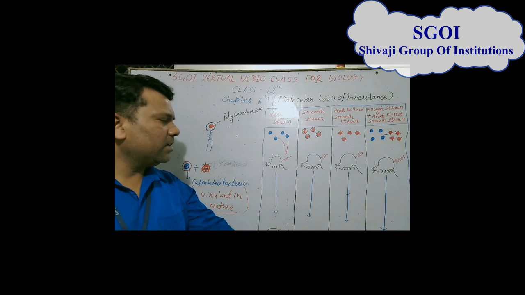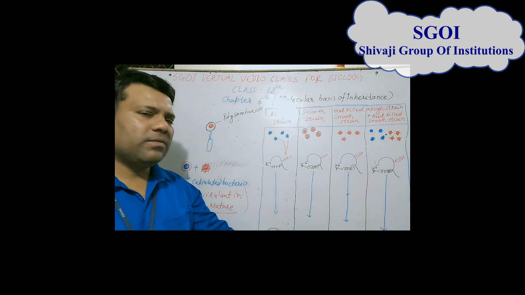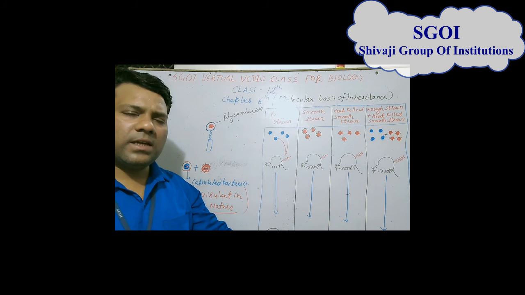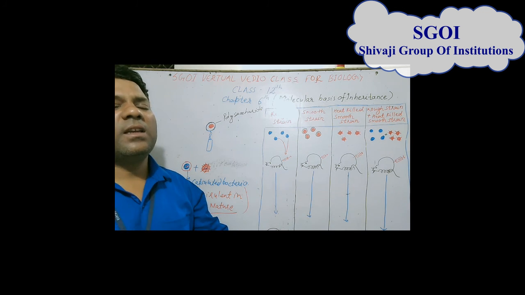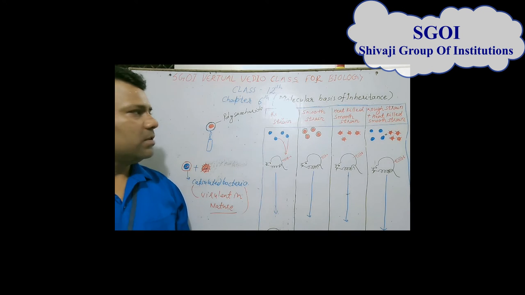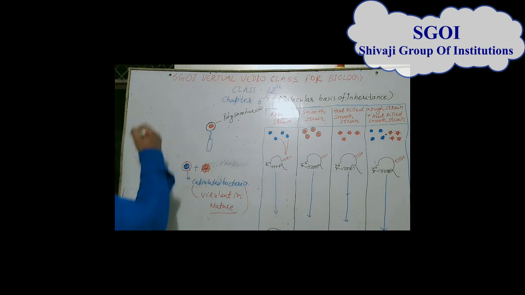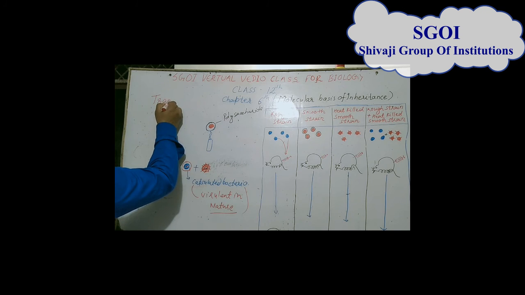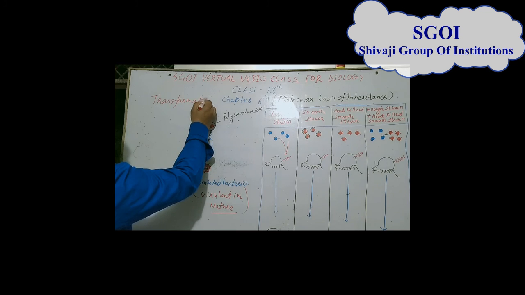With this experiment, it was proved that DNA is a genetic material, but Griffith did not explain it because he did not know about the DNA molecule. Avery, MacLeod, and McCarty, these three scientists, proved that the substance in the Griffith experiment was DNA. So this is all about the Griffith experiment, and this Griffith experiment is called transformation.